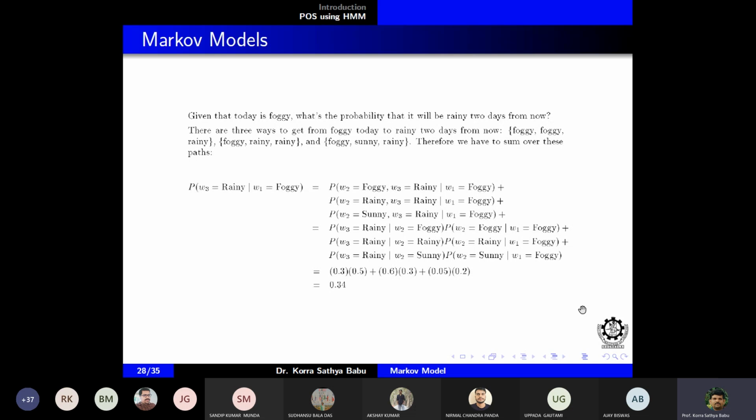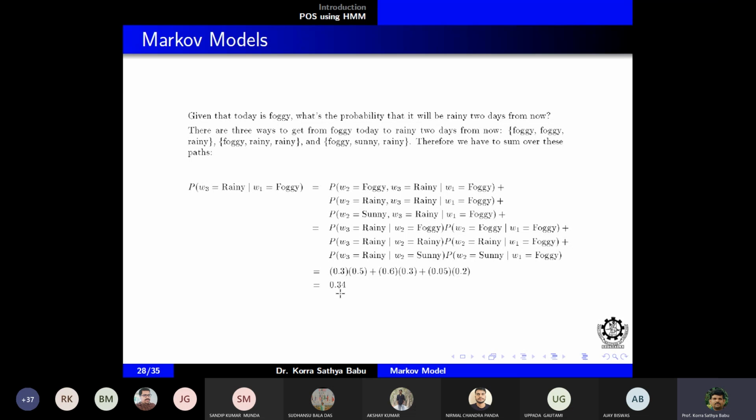So that can be written as such. If you see the probabilities, you can write it as probability of W3 equal to rainy given W2 equal to foggy times probability of W2 equal to foggy given W1 equal to foggy, so in terms of bigrams, plus probability of W3 equal to rainy given W2 equal to rainy times probability of W2 equal to rainy given W1 equal to foggy, plus probability of day 3 equal to rainy given day 2 equal to sunny times probability of day 2 equal to sunny given day 1 equal to foggy.